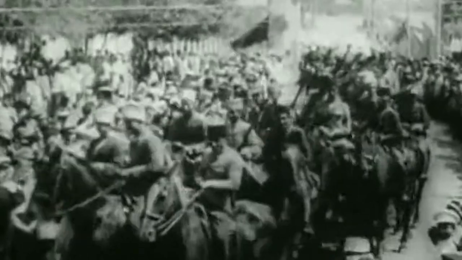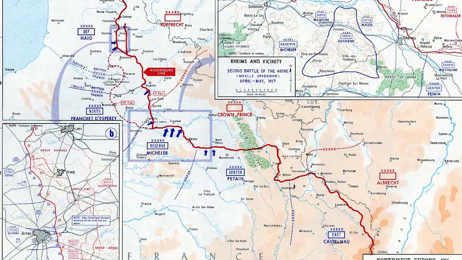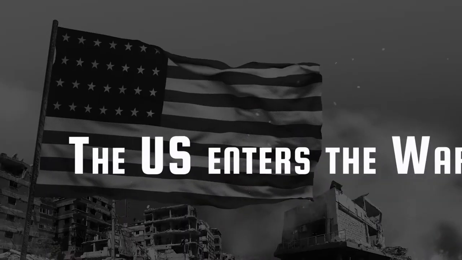The revolution, led by Vladimir Lenin, ended Tsarist rule in the nation and led to Russia's subsequent withdrawal from the war. Germany now only had the Western Front to deal with. The US enters the war.